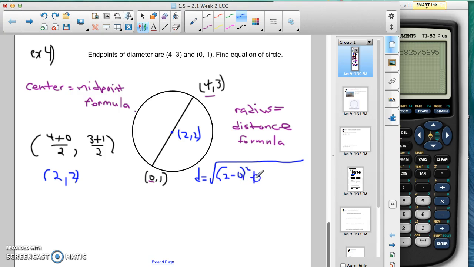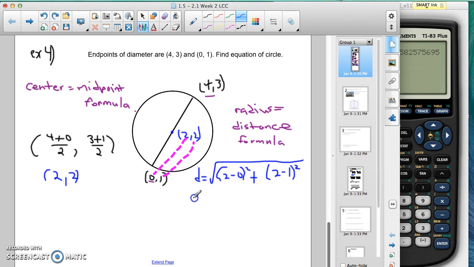and the second one is going to be 2 minus 1. It's going to be these values here. So we're going to take these two values here for the x values, and we're going to take these two values for the y values, and we're going to subtract them. So in this case, 2 minus 1, and square that. So this is the distance formula. This is going to give you the radius.